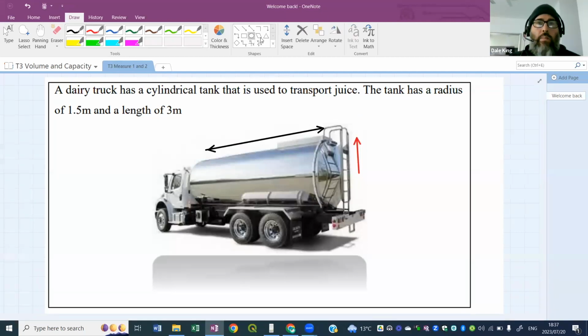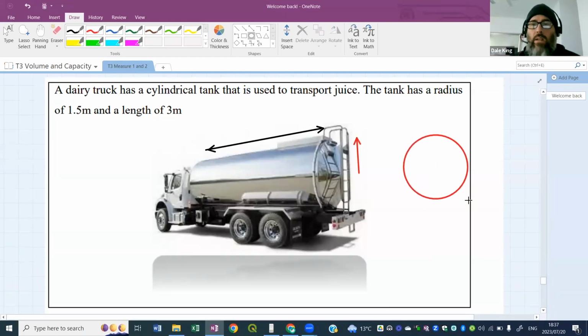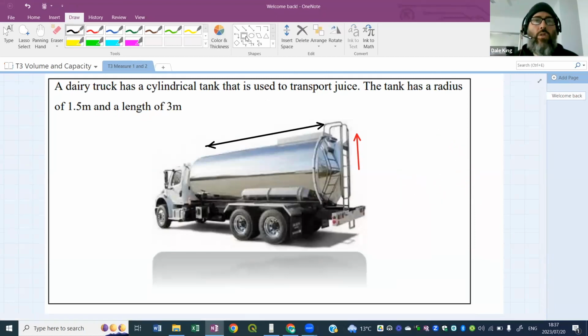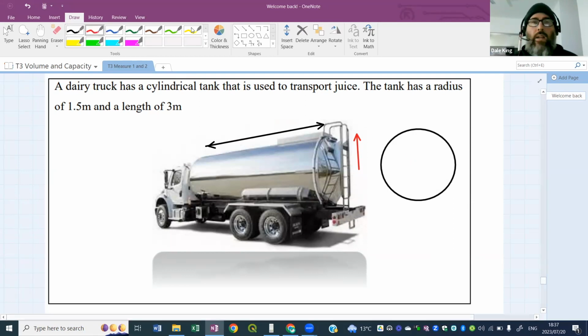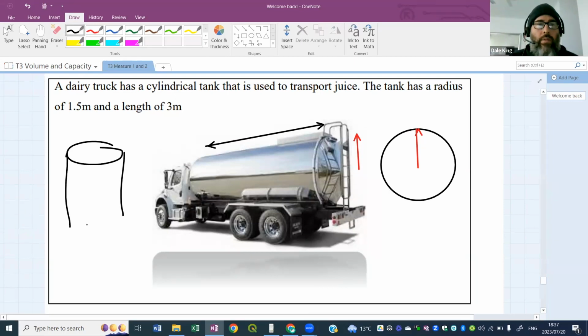Because the back of this tank, let me do that in the back, the back of this tank is a circle. So this circle at the back of the tank has got to have the radius. I'm just drawing it here for you on the side. So it needs the radius there. So instead of a cylinder that's drawn straight up, it's a cylinder on its side.